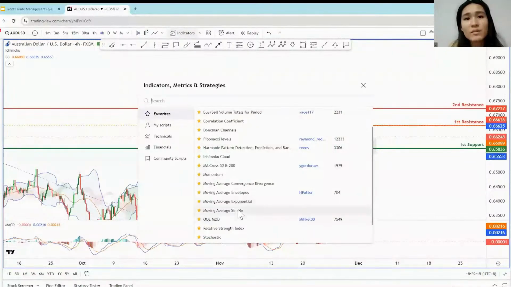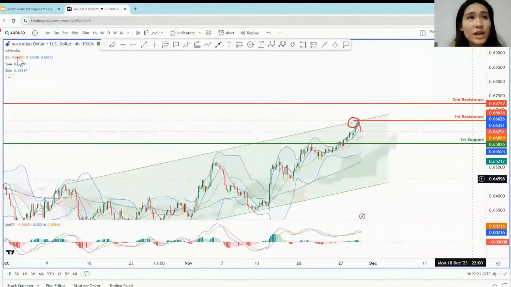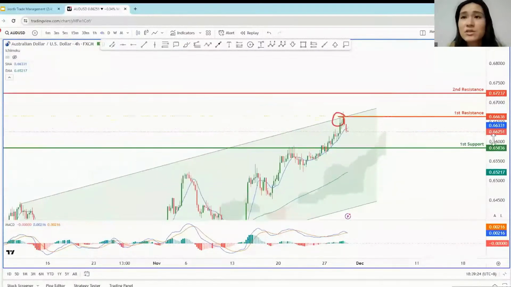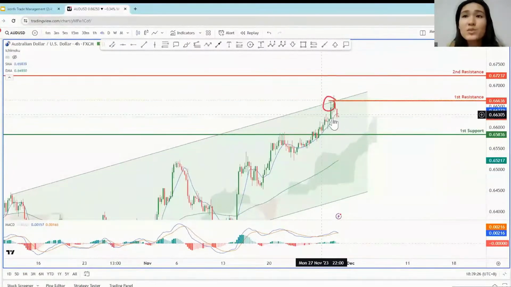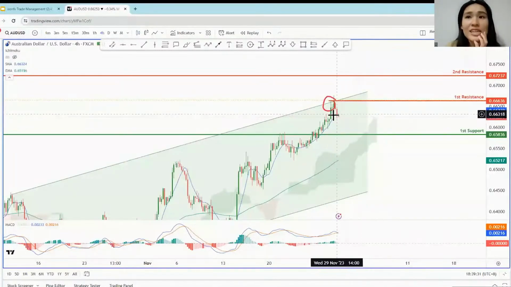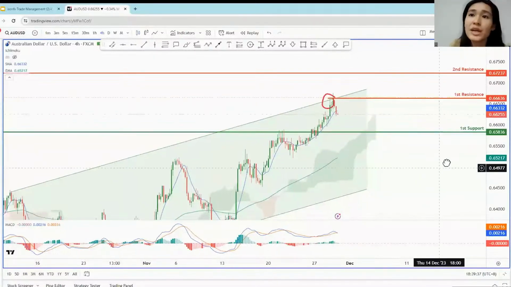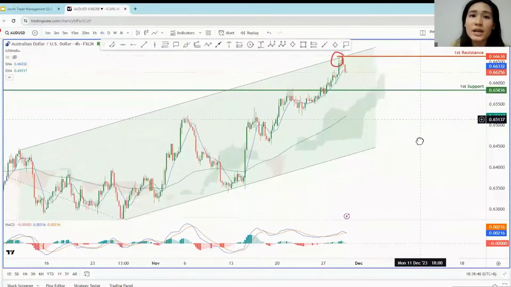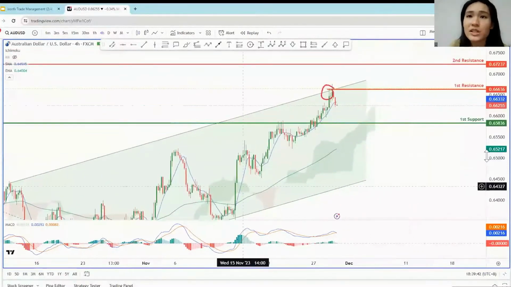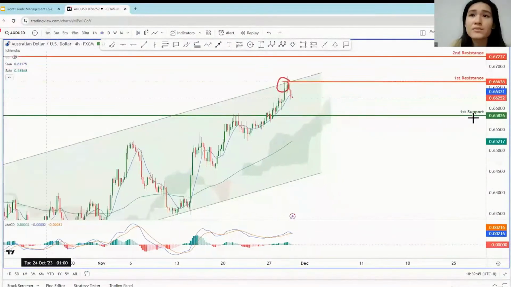Let's look at our moving averages. Okay, I'm gonna hide our Bollinger Band so it's easier to see. So we see price moving above both of our moving averages, but it does look like it's moving below the simple moving average now. Okay, but it's still moving above the EMA, so that's fine. And the averages haven't crossed over each other yet, so that's still fine.